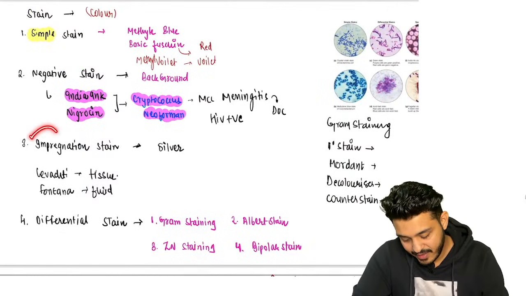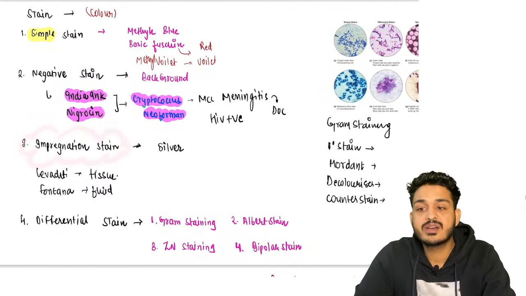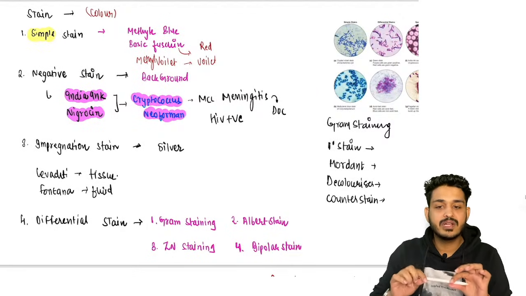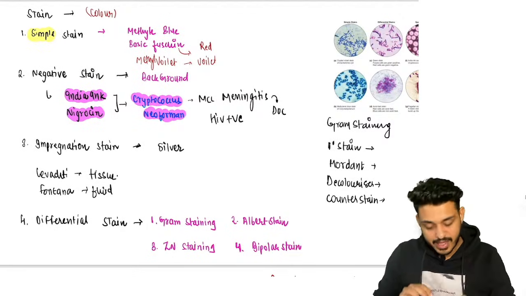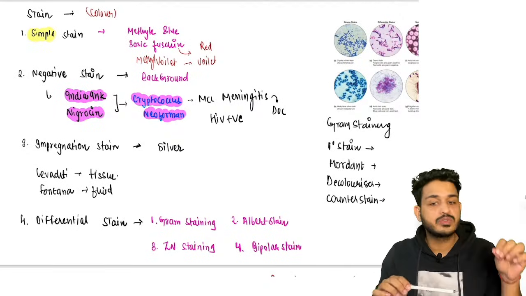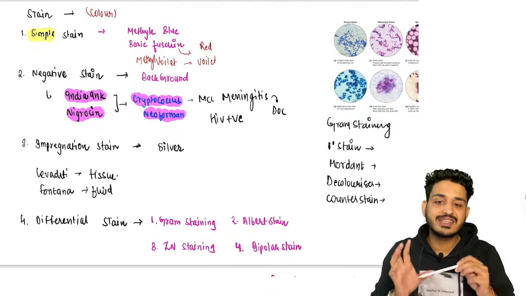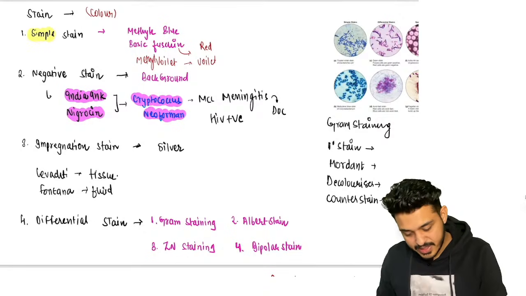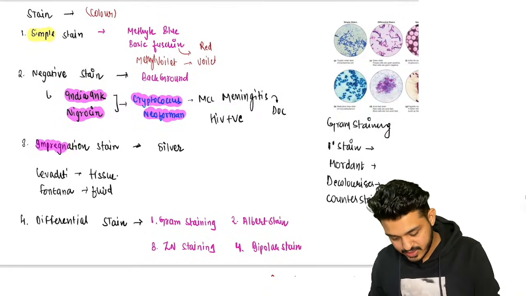The third stain we are having is the impregnation method of staining. Impregnation method of staining means some bacteria are very simple, very small, very thin, right? So what we are going to do is add silver, or mercury, over them so that they will become thicker. And if they become thicker, they are easily visible. This is known as the impregnation method of staining.